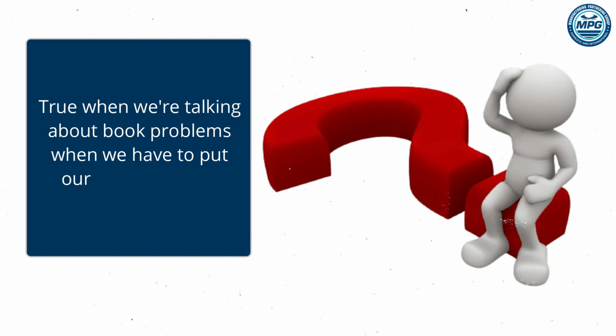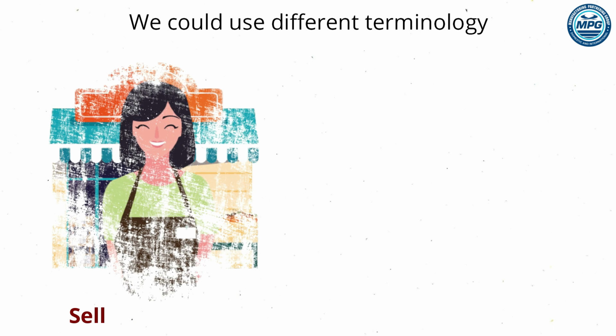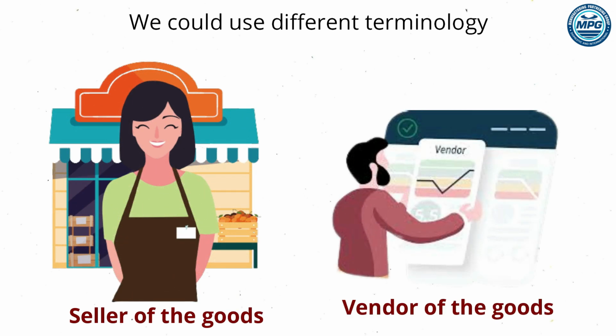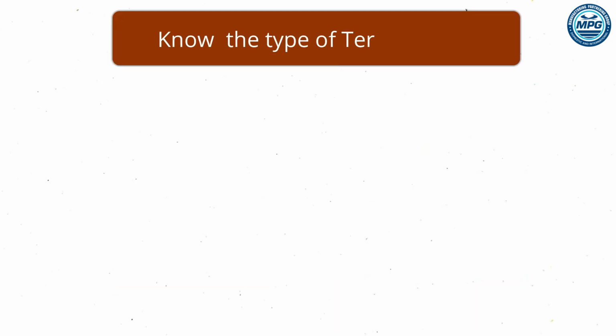And this is especially true when we're talking about book problems, when we have to put ourselves into the actual problem. It's also the case that we could use different terminology such as the seller of the goods rather than the vendor of the goods. And we have to know this type of terminology as well.